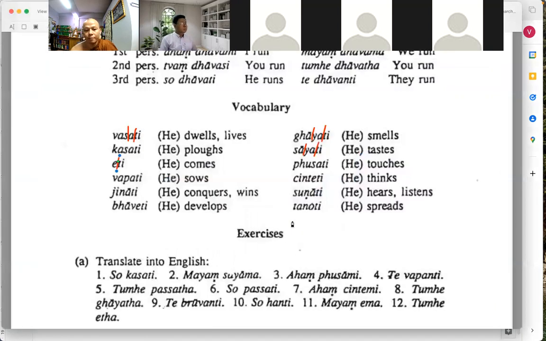And the next verb is fusati. Fusa and the D, the root fus, up to touch. So fusati, he touches. Fusandi, they touch. And fusasi, you touch. Fusata, you touch something. And fusami, the A becomes long, I touch. And fusama, we touch.